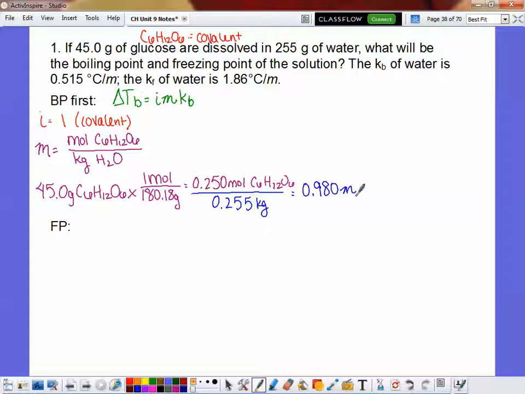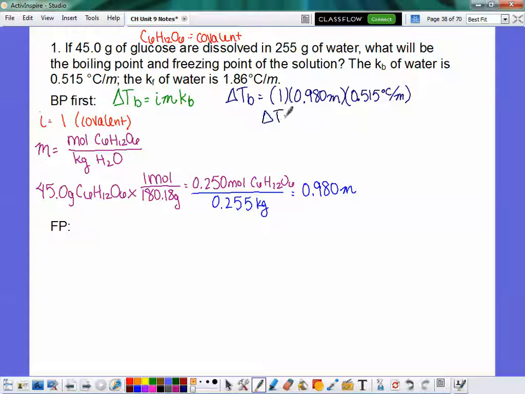Now I can do, and the great thing about this is the molality is going to be the same for both the boiling point and the freezing point because it's all the same solution. So we did all this work, but we don't have to do it again for the freezing point depression part. Okay? So now I'm going to plug this into the formula. So delta TB equals I is 1, M is 0.980, and then KB is given in the problem, 0.515 degrees Celsius per molal. So notice that molality is going to cancel and we're going to be left with degrees Celsius.